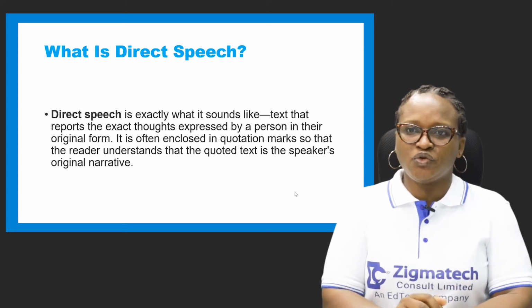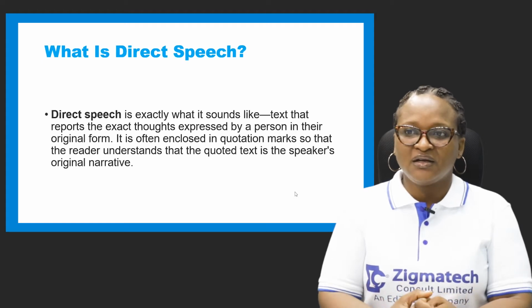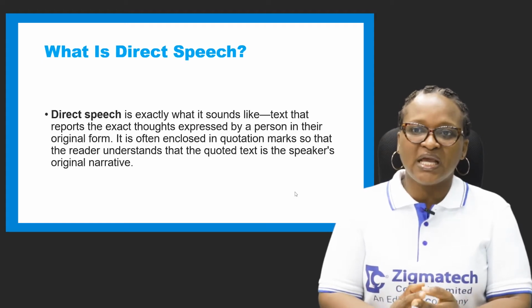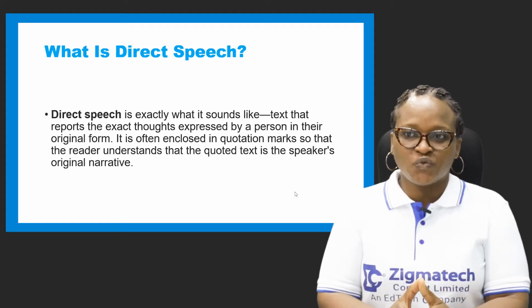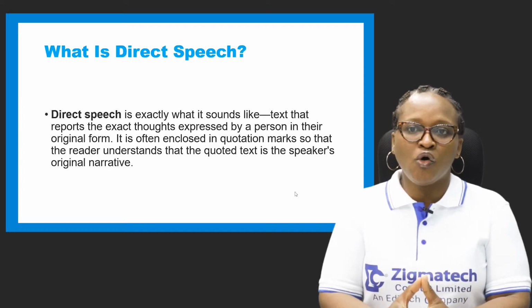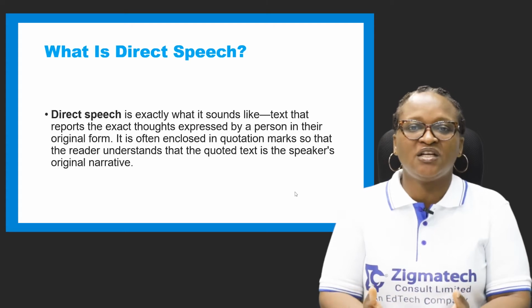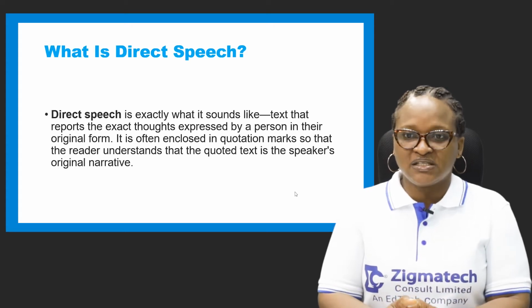Now let's look at the definition we have here. It said direct speech is exactly what it sounds like. Text that reports the exact thoughts expressed by a person in their original form. It has not been altered, nothing has been changed. The way the speaker is saying it, that is how it is.